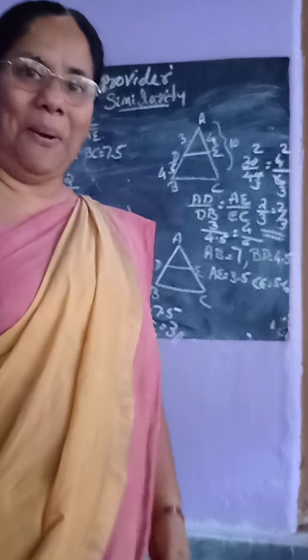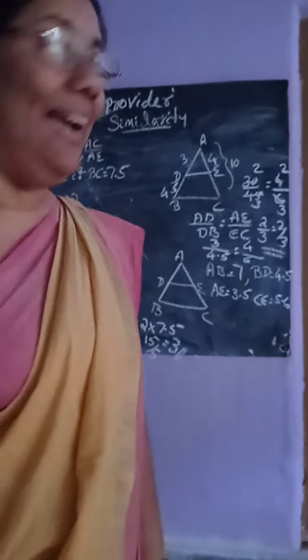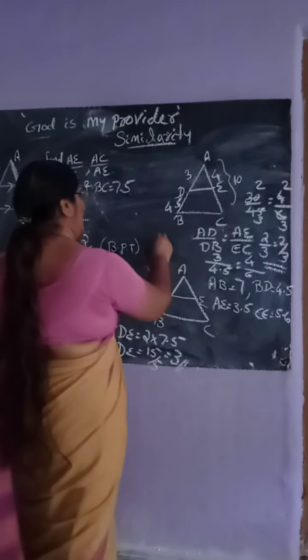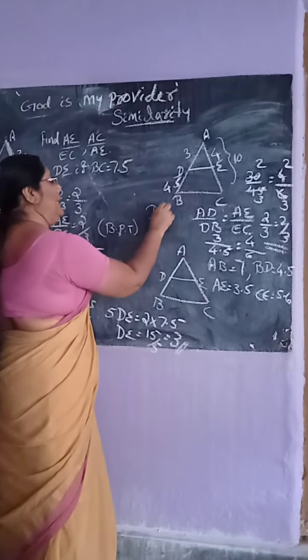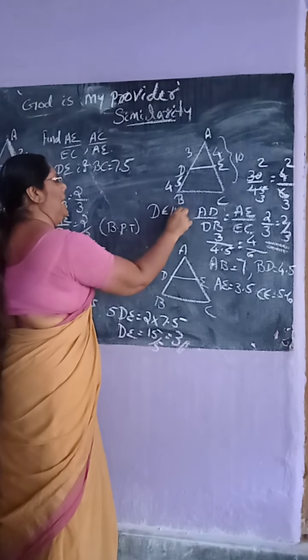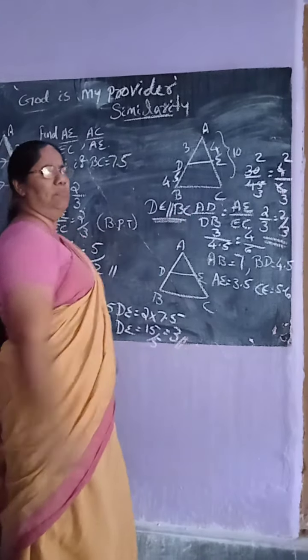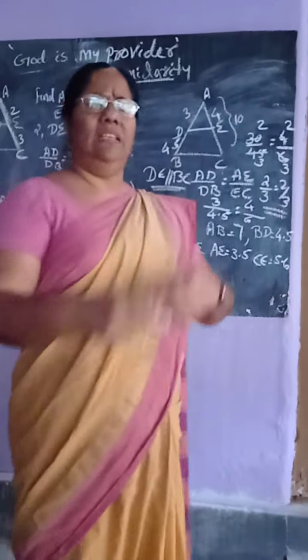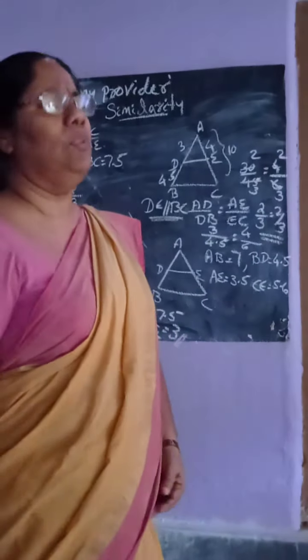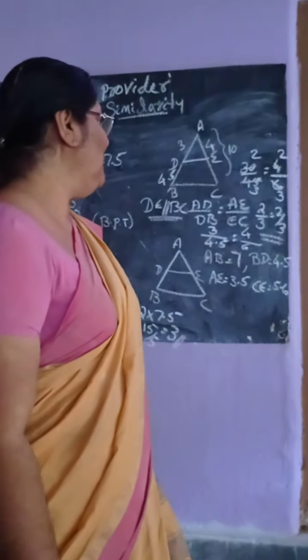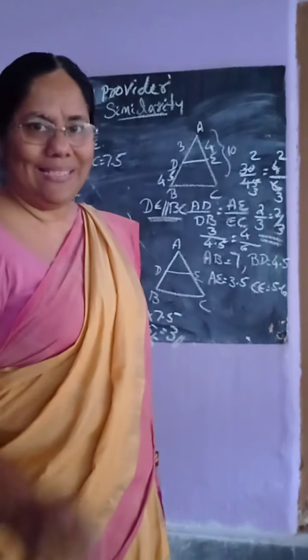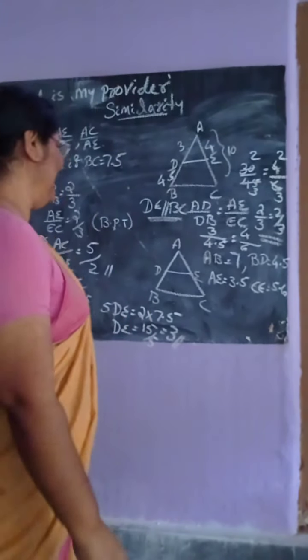If the sides are proportional, then we can say that DE is parallel to BC, or BC parallel to DE. In any order you can write. Parallel means one is parallel to the other, and you can prove the reverse also. Okay students, then write one more question.